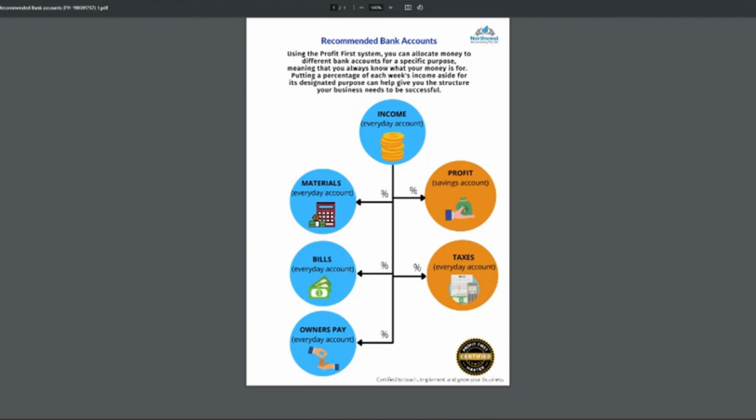So there's a separate bank account for that. Following the little arrow down, we've got the bills account. So this is the bills for what you need to pay to keep your business going. Then at the bottom, which is not less important, it is your owner's pay account. And so this is the bank account that is set aside specifically so that you, as the business owner, can be paid every single week for the work you do.